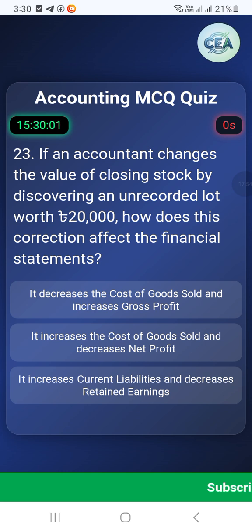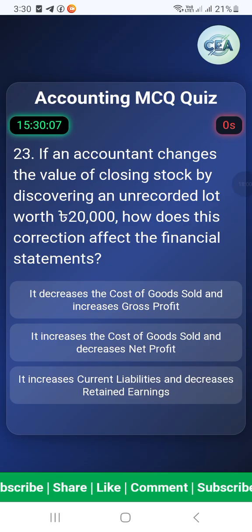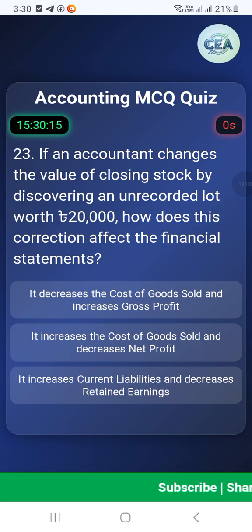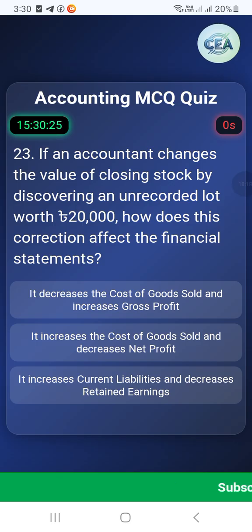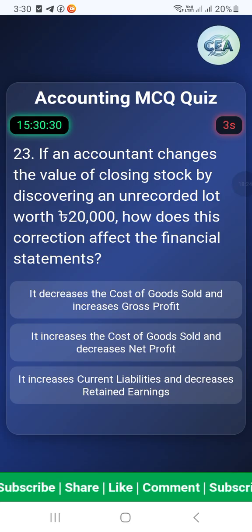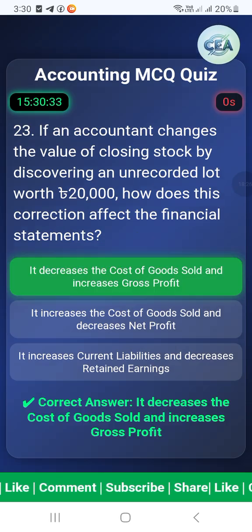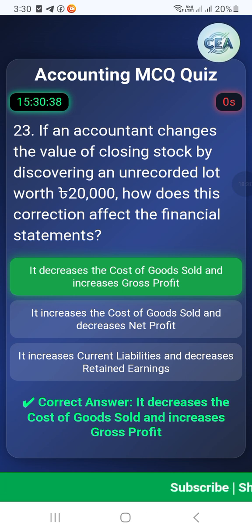23. If an accountant changes the value of closing stock by discovering an unrecorded lot worth 20,000 takas, how does this correction affect the financial statements? Option 1. It decreases the cost of goods sold and increases gross profit. Option 2. It increases the cost of goods sold and decreases net profit. Option 3. It increases current liabilities and decreases retained earnings. Correct answer is it decreases the cost of goods sold and increases gross profit.